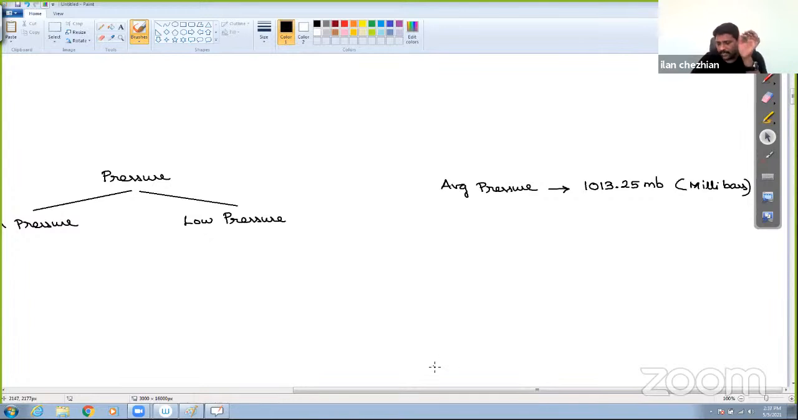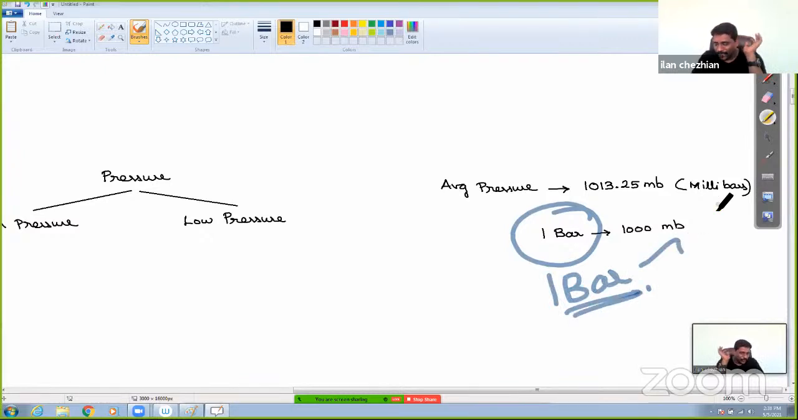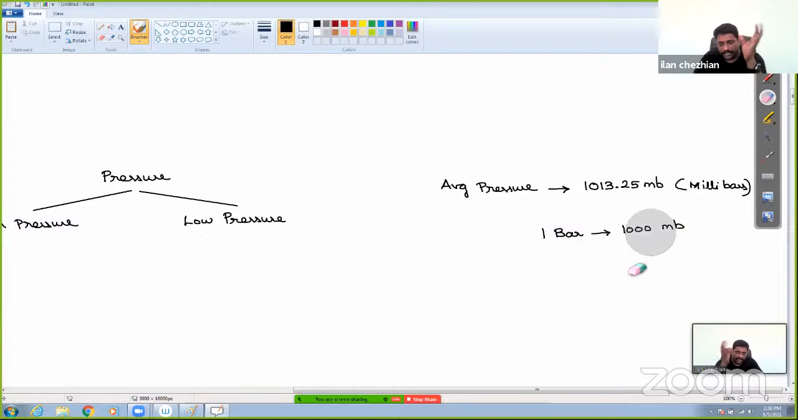And my dear friends, what is this 1013? How should I understand it? One bar is nothing but 1000 millibars, my friend. So the average atmospheric pressure is approximately 1 bar. Very easily you can remember. Sarcastically, I used to say, bar is a unit for measuring pressure, so pressure and bar are always related, my friend.